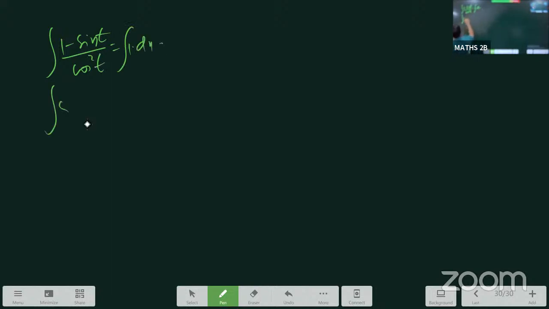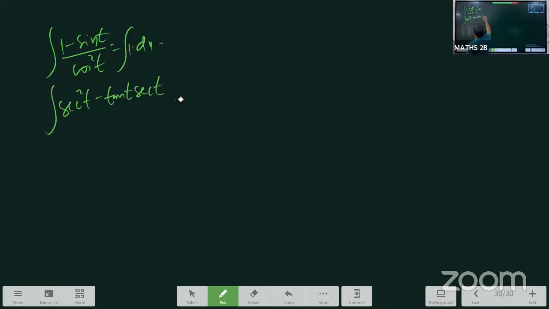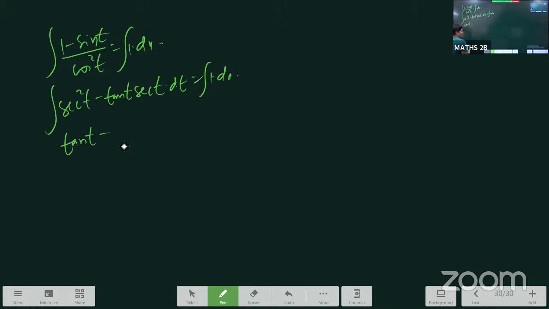Now 1 by cos square t is secant square t. Sine by cos is tan t, and one more cos is 1 by cos, secant t dt. Integration of 1 dx. Now integration of secant square t is tan t, minus integration of secant t tan t, which is secant t, equal to x plus c. But what is t we considered? Tan of x plus y minus secant of x plus y equal to x plus c. That is your final answer.